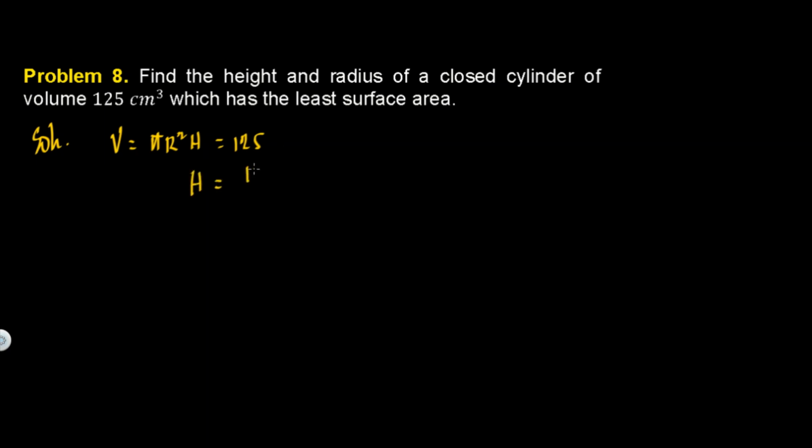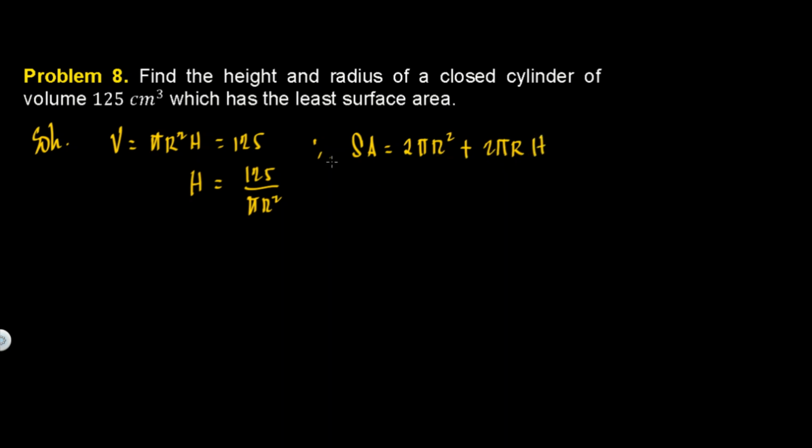So h is equal to 125 over pi r square. Okay. Then area, dito na lang, no? Area is cylinder, no? Hindi ko na drawing, parang ito yung kanina eh. So ang area nito is dalawang area ng circle, pi r square, plus 2 pi circumference, 2 pi r times h. Okay?